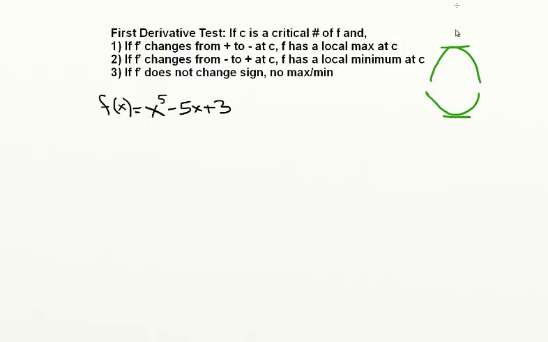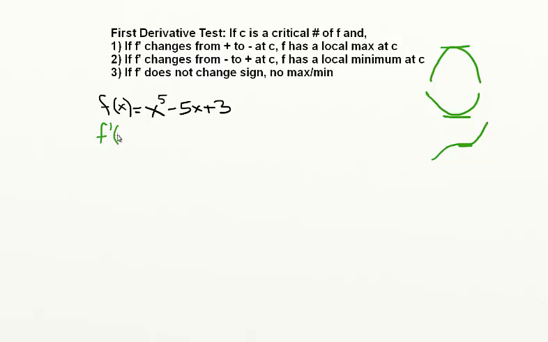Alright, so that sort of makes sense if you draw the picture. And if f prime does not change sign, there is no maximum or minimum. So that would be something like the derivative hits 0, and then we keep going up. Okay, so there's a derivative of 0 right here, but we didn't really have a local max or min there. So let's go ahead and try that with our function f.